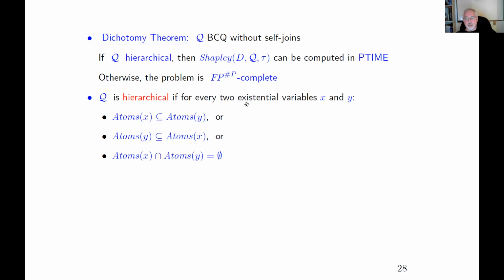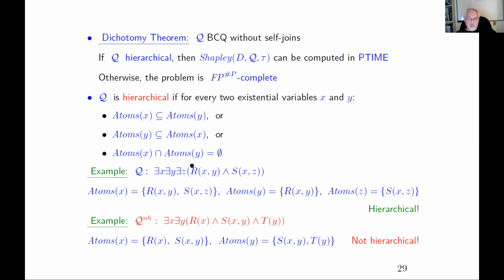Hierarchical means that if you take any two variables in the query and you consider all the atoms that contain X and all the atoms that contain Y, well, one of these possibilities holds: one of the sets of atoms is contained in the other, or they are disjoint. So, for example, with this query, the set of atoms for X are these two atoms here. For Y, only this one. For Z, only this one. And we can see that this is containing here, this is containing here, and these two are disjoint.